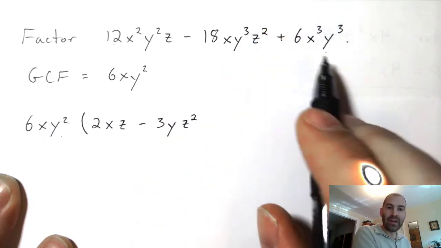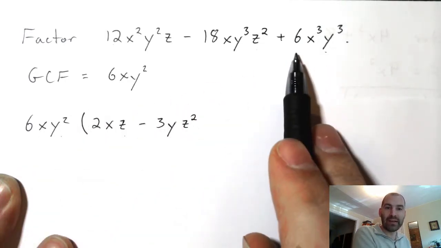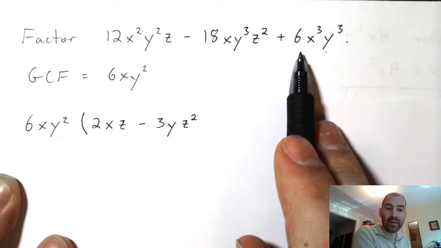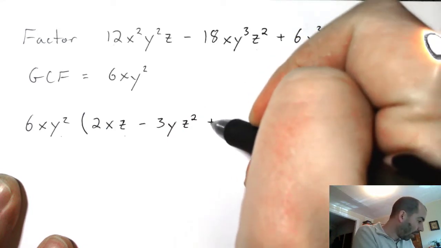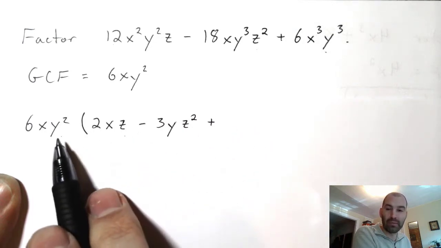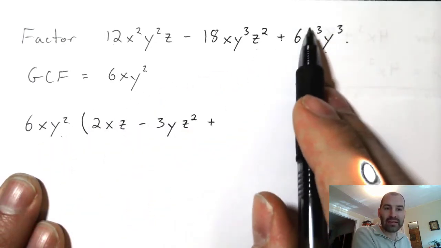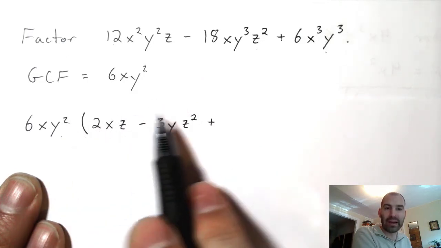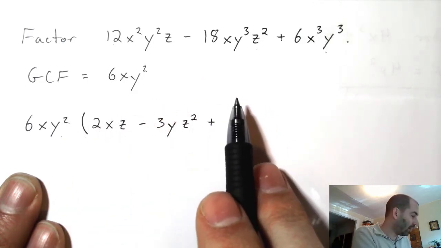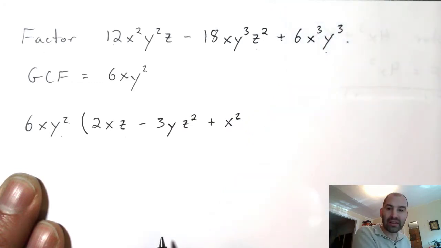Okay? So now we go to the last term. What do I multiply the 6 by to get 6? Well, that's just a 1. You could write 1 here, but you don't have to if there's other things there, right? So I'm not going to write it. So x times, and then to get the x cubed, what do I multiply the x by to get x cubed? Well, I'm going to need an x squared. X times x squared is x cubed.